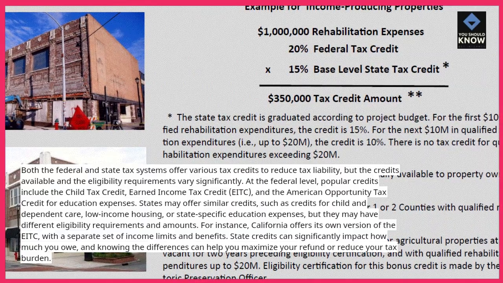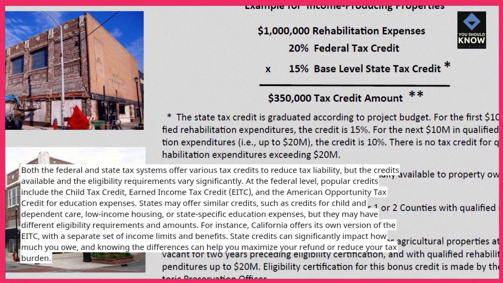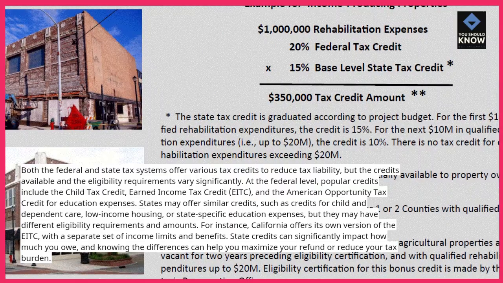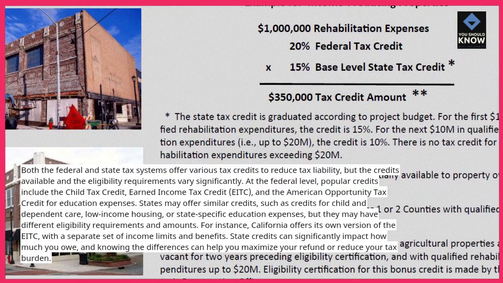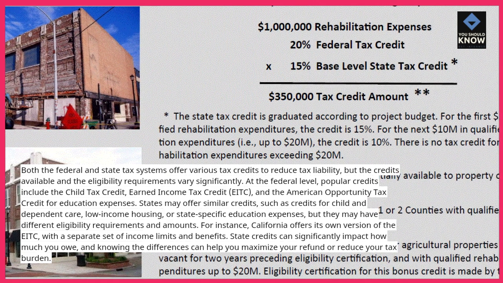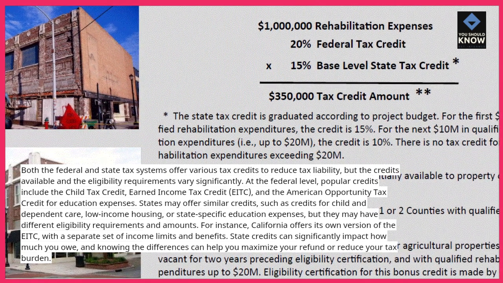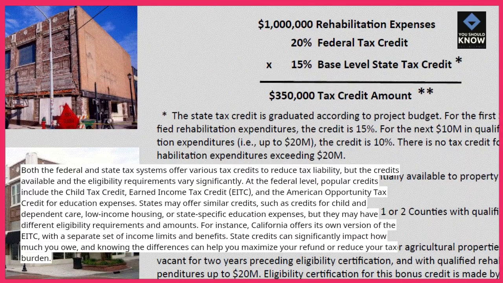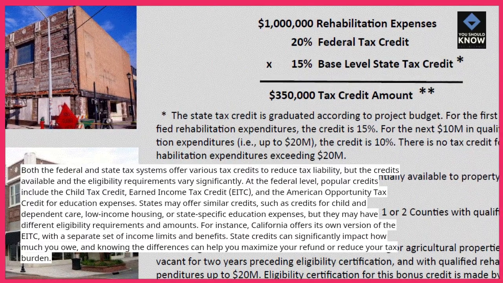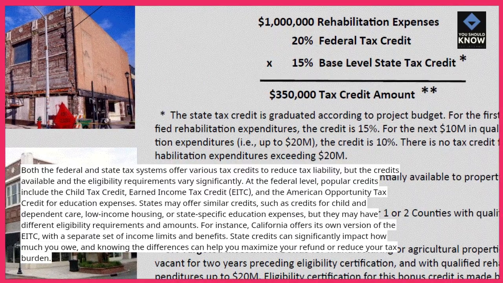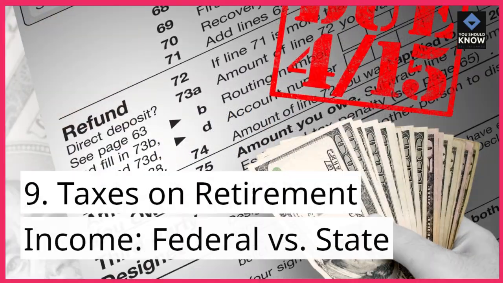States may offer similar credits, such as credits for child and dependent care, low-income housing, or state-specific education expenses, but they may have different eligibility requirements and amounts. For instance, California offers its own version of the EITC, with a separate set of income limits and benefits. State credits can significantly impact how much you owe, and knowing the differences can help you maximize your refund or reduce your tax burden.